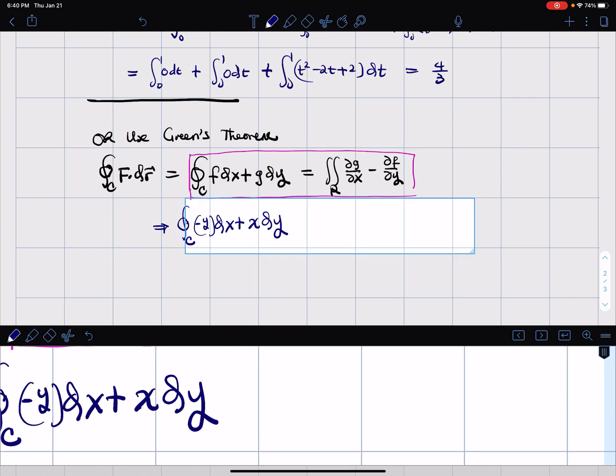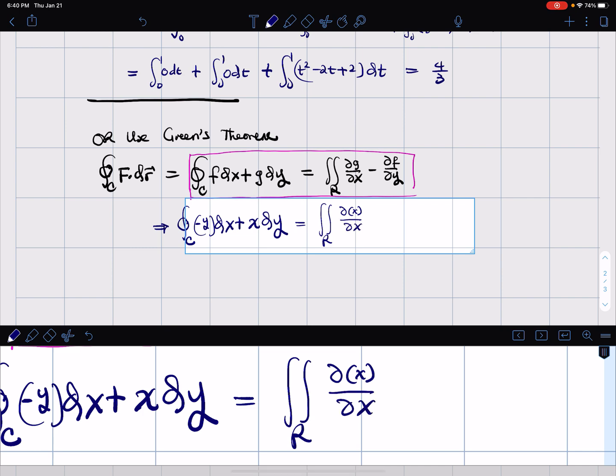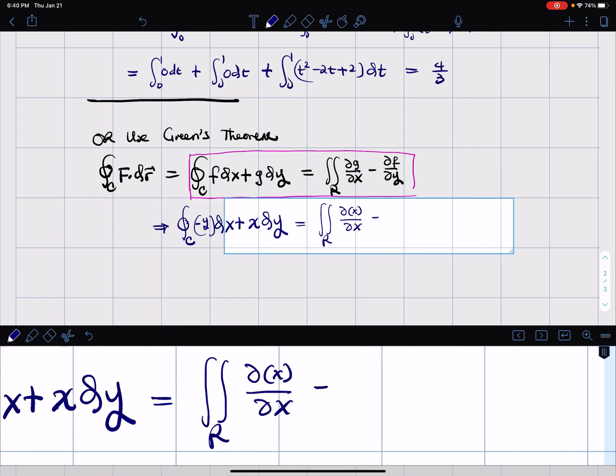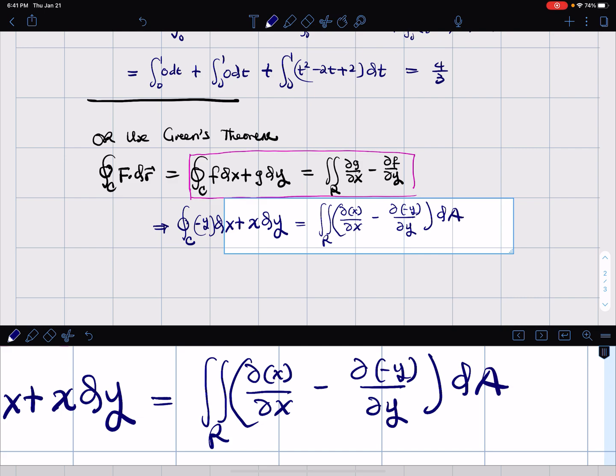All right. So using Green's theorem, we're going to look at the integral over the region R. dg dx will be the partial derivative of x with respect to x. That's easy. That's just one. And then the partial derivative of negative y with respect to y. That is just negative 1, right? And the integral over dA.